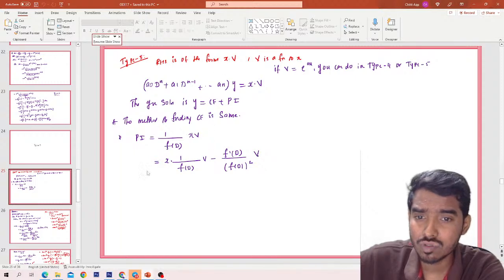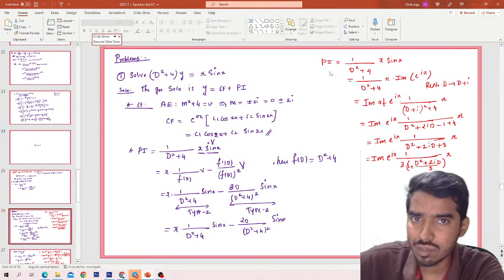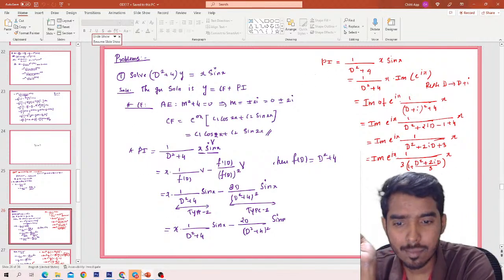Okay, so what we know? So we know it is 1 by f of D, xV is x into 1 by f of D into V minus f dash of D by f of D whole squared into V. You can do like this, or you can also do like this method, real part of. If you have watched this video, you would have great clarity, right? So I'm going to apply the formula now.